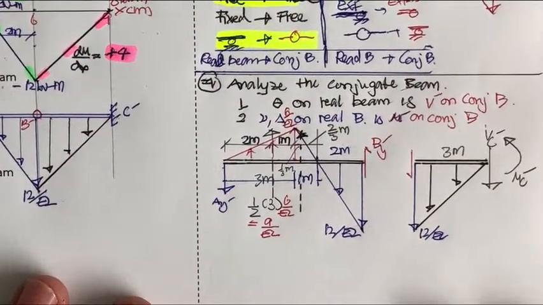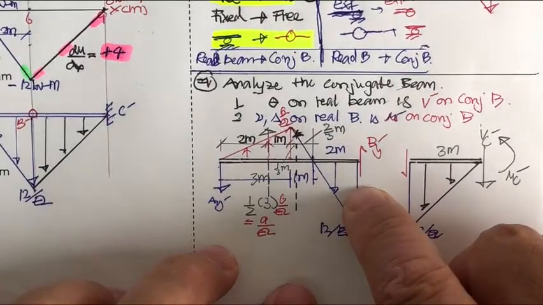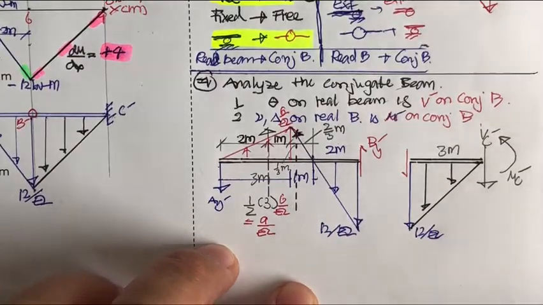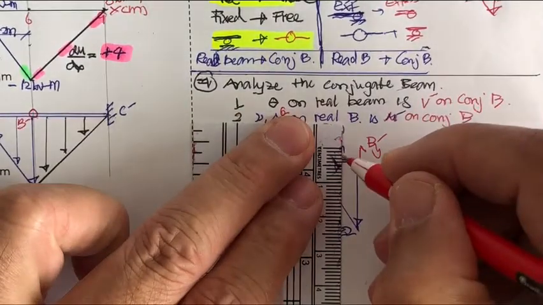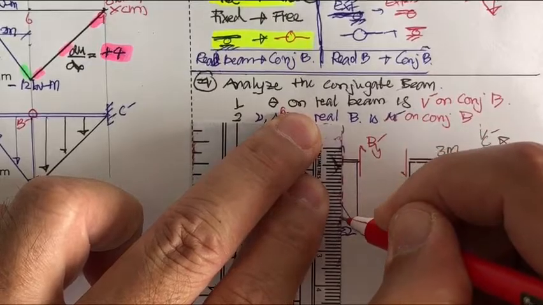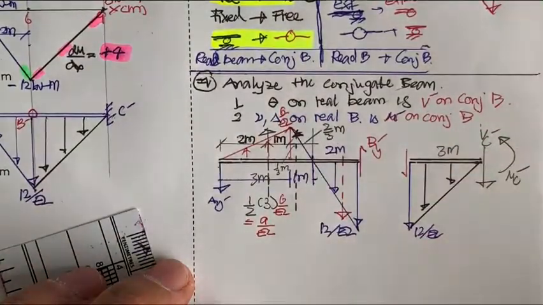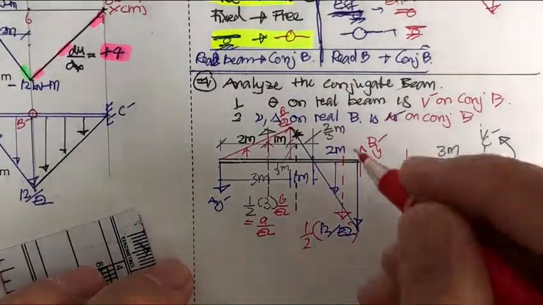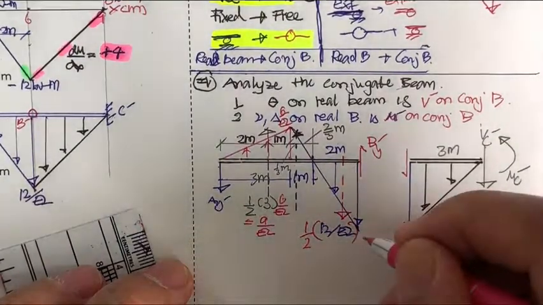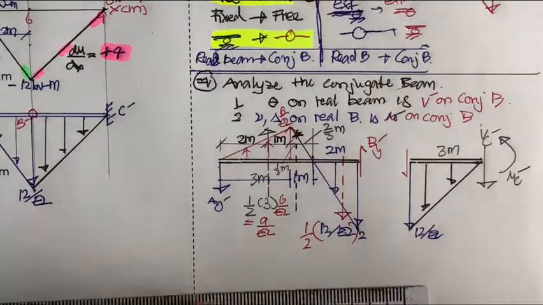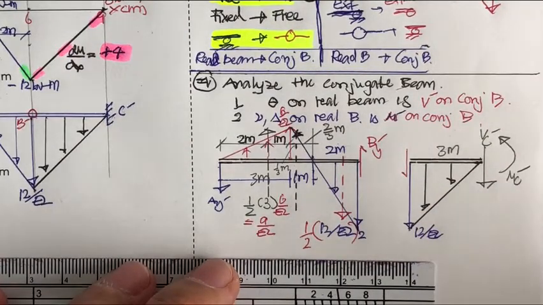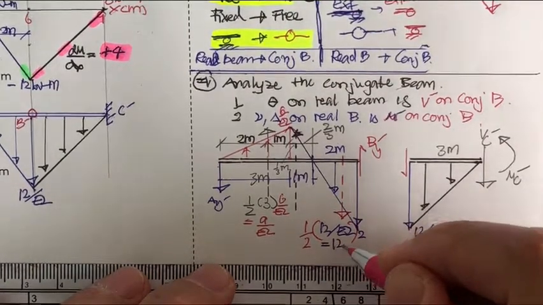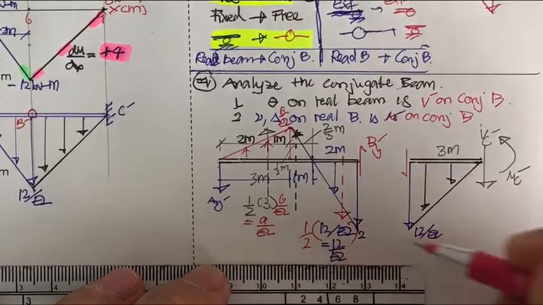Okay, and then what? We have another one here. It's going to be the downward. This one must be the downward. And it's going to be what? Oh, going to be 1/2 over this one times 2. It's going to be 12, right? 12 over EI. This is going to be 12 over EI.